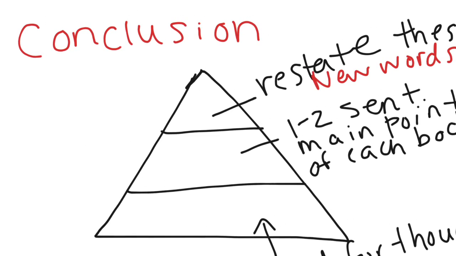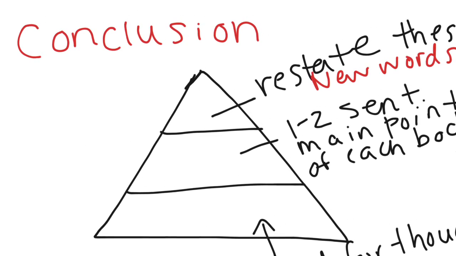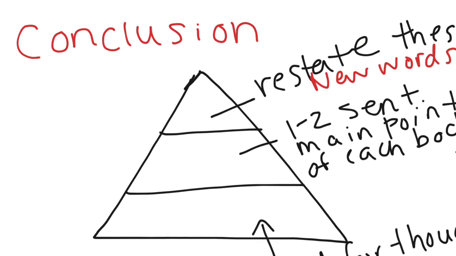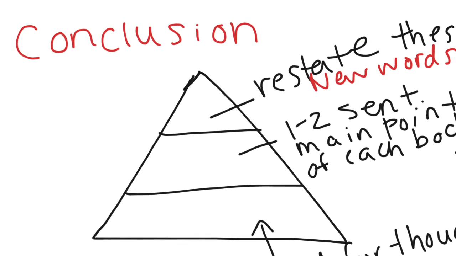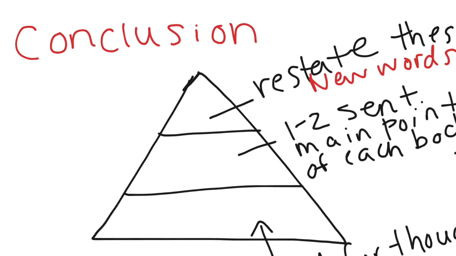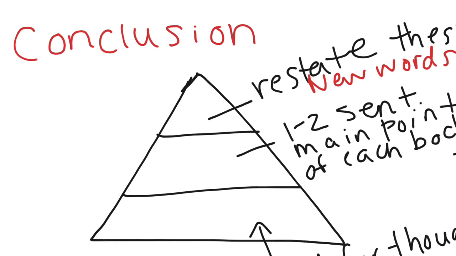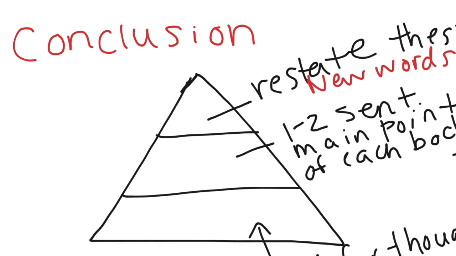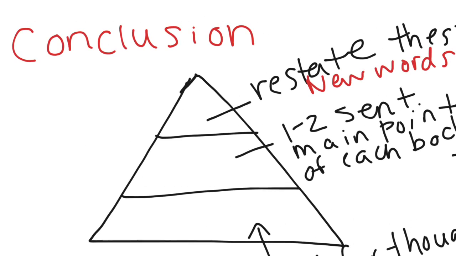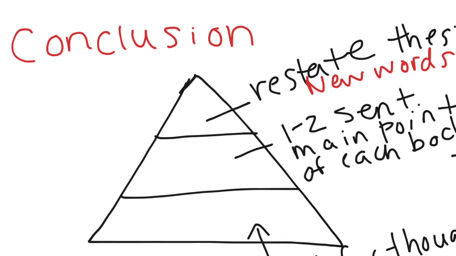In 1 to 2 sentences for each body paragraph, you want to summarize the main idea in each of those body paragraphs. So use 1 to 2 sentences to summarize the main idea in each of your body paragraphs. So you're going to want to have between 3 and 6 sentences about your body paragraph main ideas.